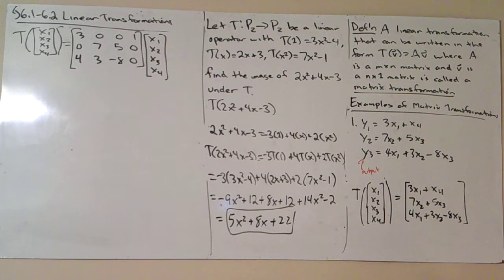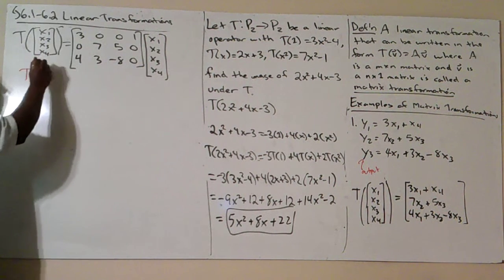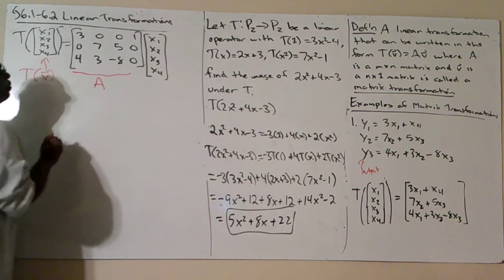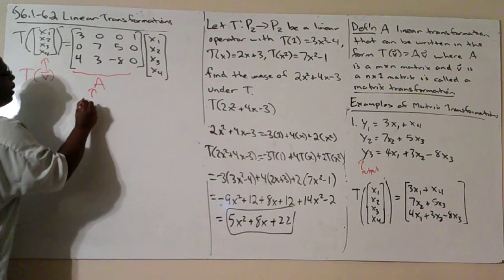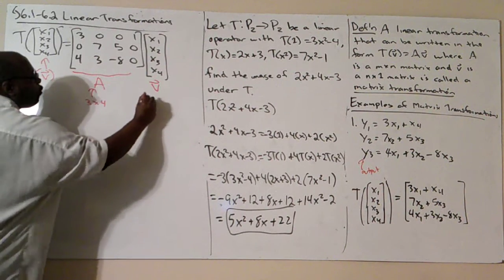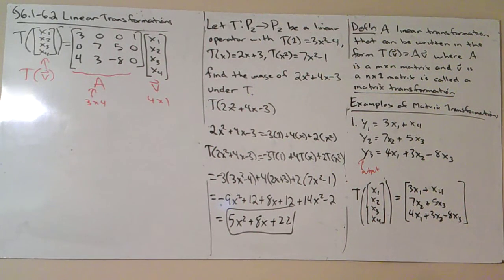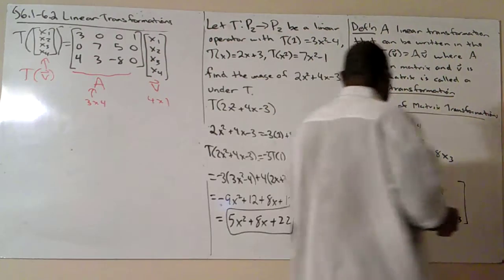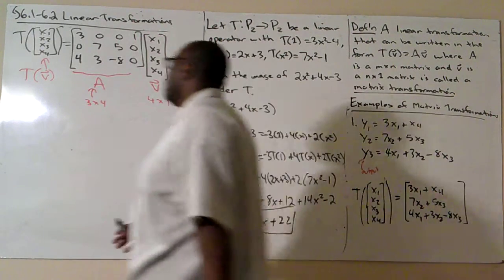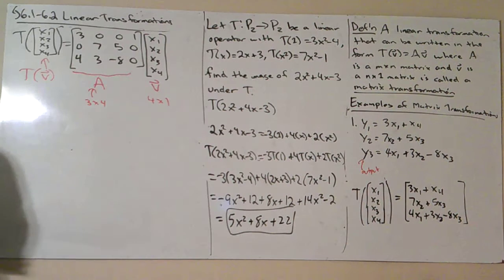Now can you see the matrix equation? T of V, V being x1, x2, x3, x4, is going to be A, which is of size 3 by 4, and here's my V, which is of size 4 by 1. So I'm able to write this as a matrix equation: T of V is equal to A times V.